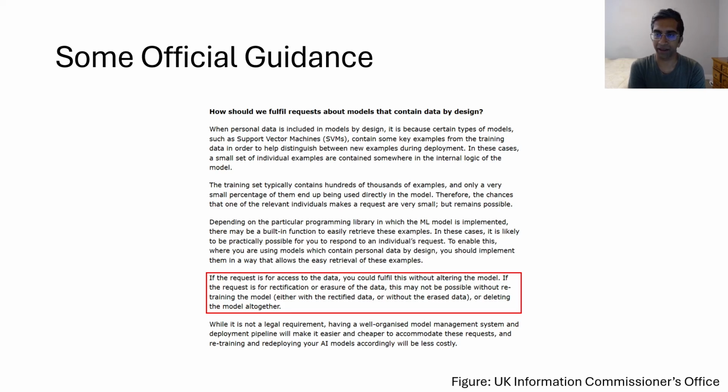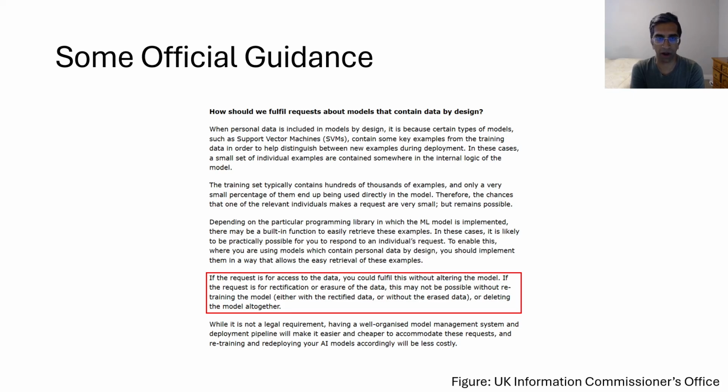Another guidance is from the UK Information Commissioner's Office, which is specifically concerning the right to be forgotten. You can see they have some guidance here where they're talking specifically about support vector machines. They have a lot of discussion about when you may need to be concerned when you receive a deletion request. If it's a support vector, then maybe you have to do something. If it's not a support vector, then maybe you don't have to do anything at all.